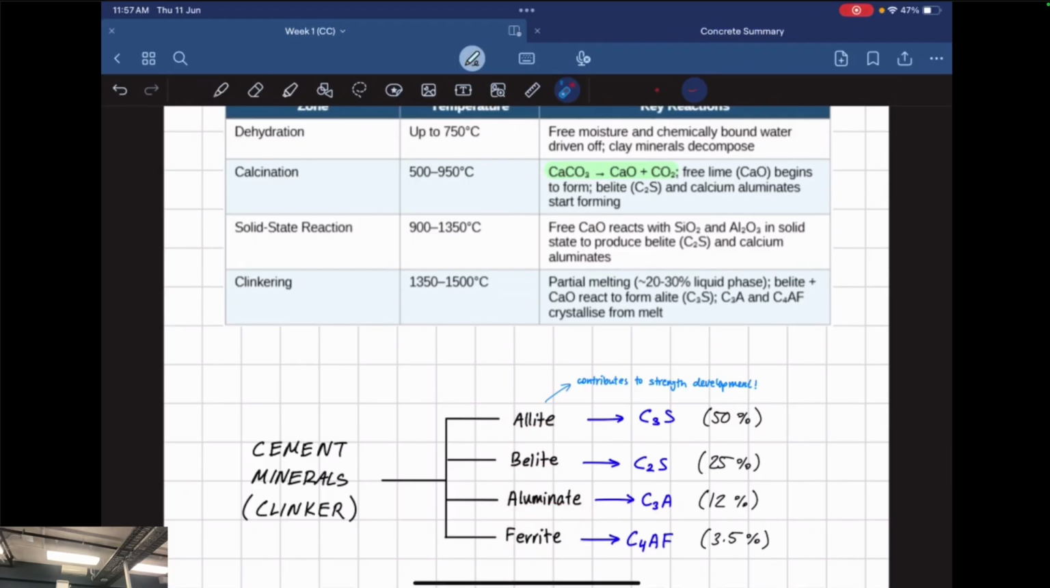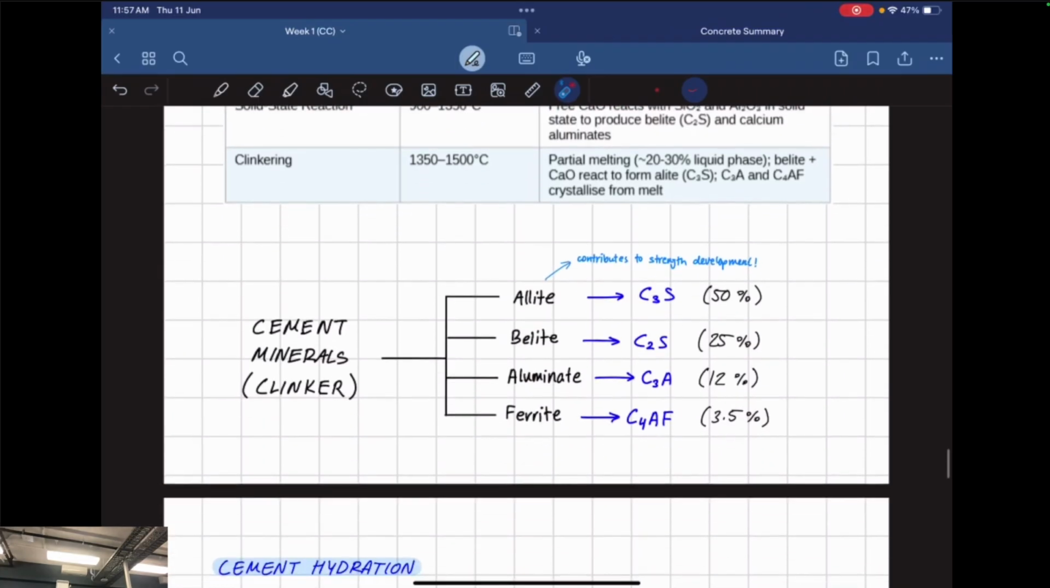In ordinary Portland cement (OPC), this is the general composition of how much alite, belite, or how much clinker is in it. Those numbers don't add up to 100%, but they add up to 96.5. That's just wrong. 50 plus 25 is 75, 75 plus 12 is 80 something, and then add another 3.5. Essentially the rest of it is gypsum and some other minerals. I'm not too sure, but all I know is that these are the clinkers that are most important for you guys to know. Cool. Any questions?